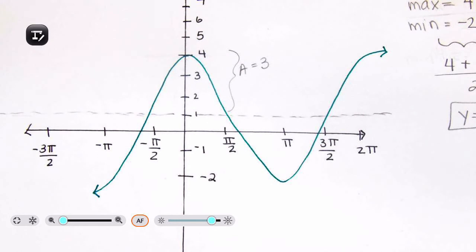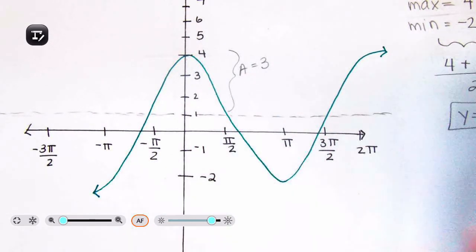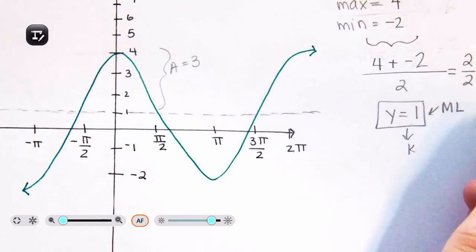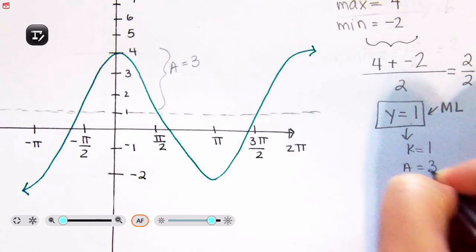Okay. Now what do we do? Now I'm looking at my step. So amplitude was step number 2. Vertical shift. So we know this is going to be our K. So I'm just going to start listing these out. Here's my midline, which means my K is also 1. My amplitude is now 3.